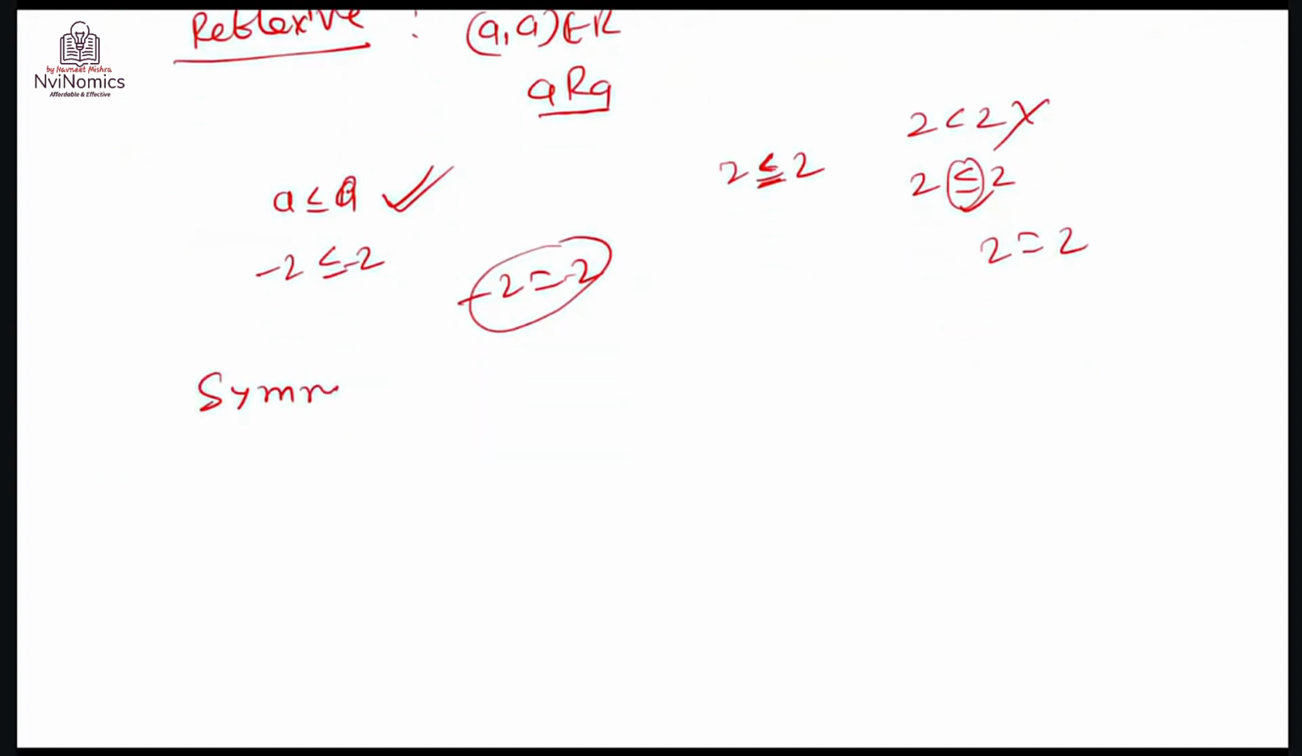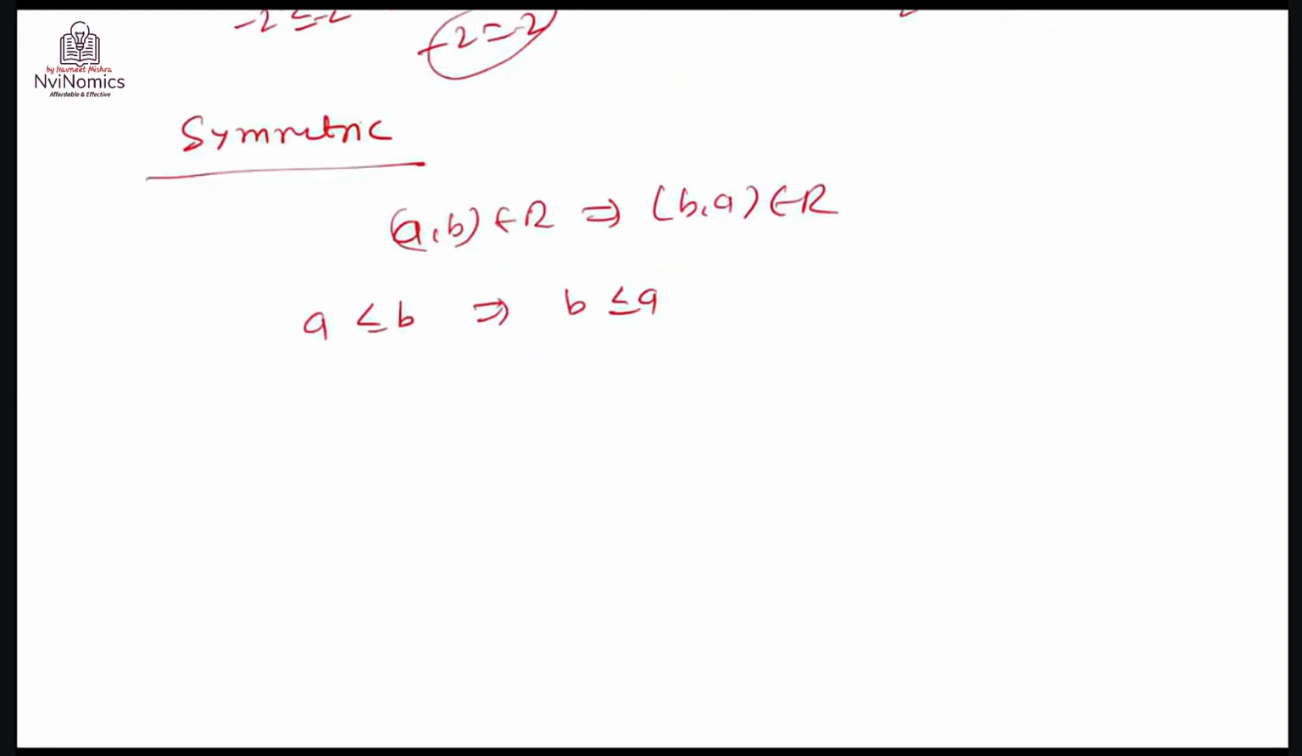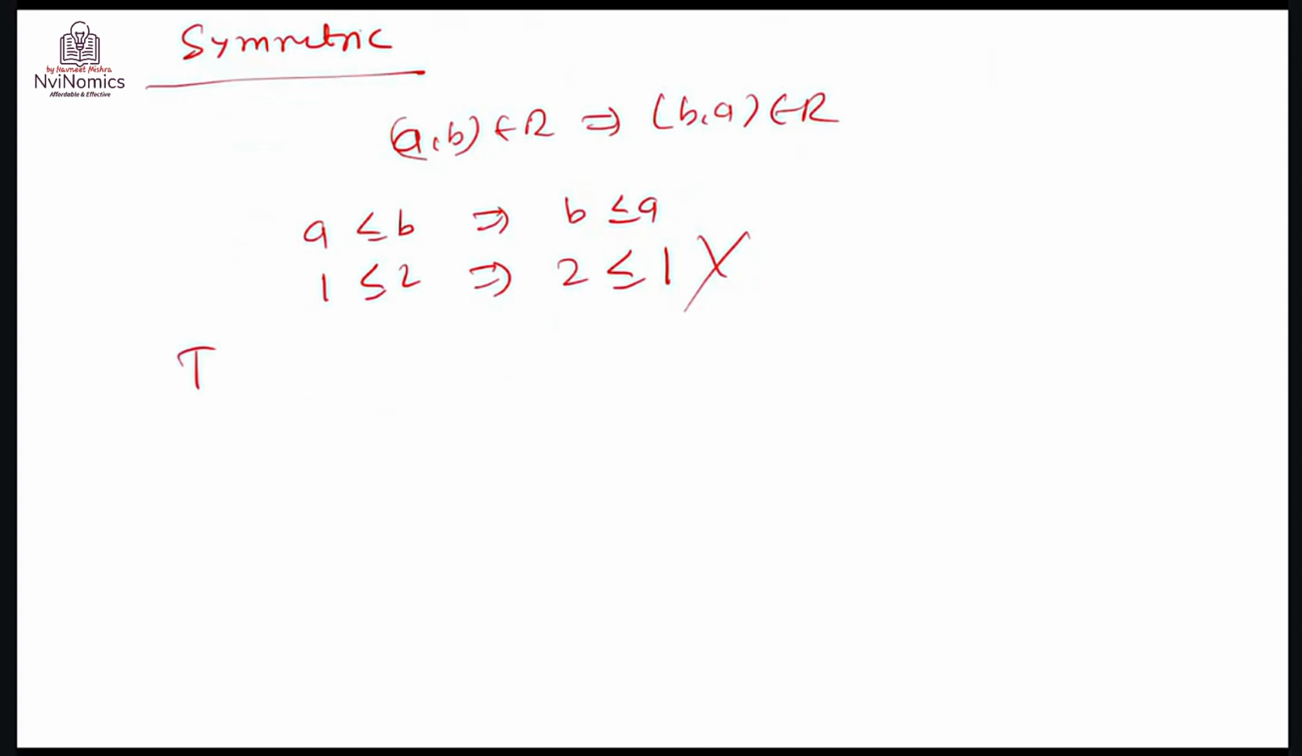Now symmetric. For symmetric, we need to check: if (a, b) belongs to R, it implies that (b, a) should belong to R. Meaning if a is less than or equal to b, it implies that b should be less than or equal to a. Now look, take a simple example. 1 is less than or equal to 2. Does it imply that 2 is less than or equal to 1? It is wrong, right? So it is not symmetric. Now talk about transitivity.